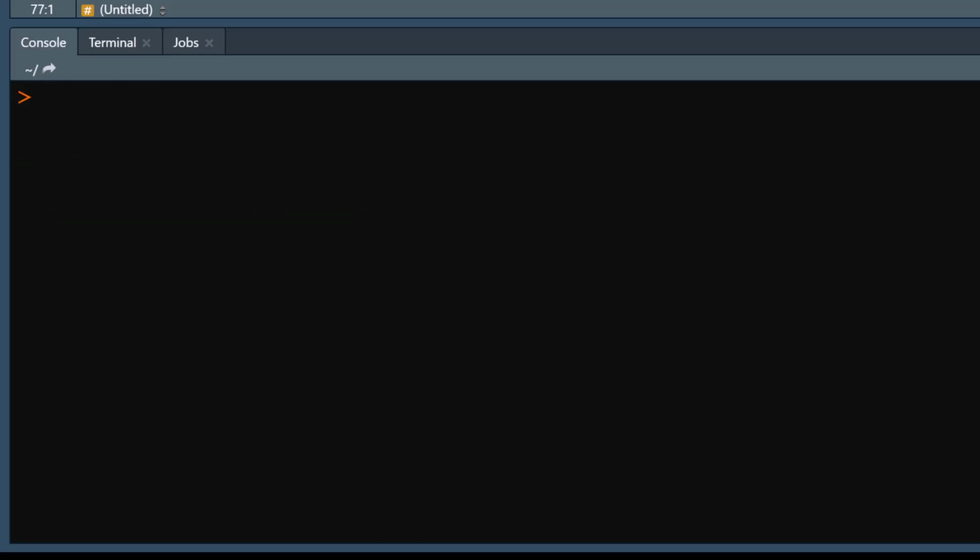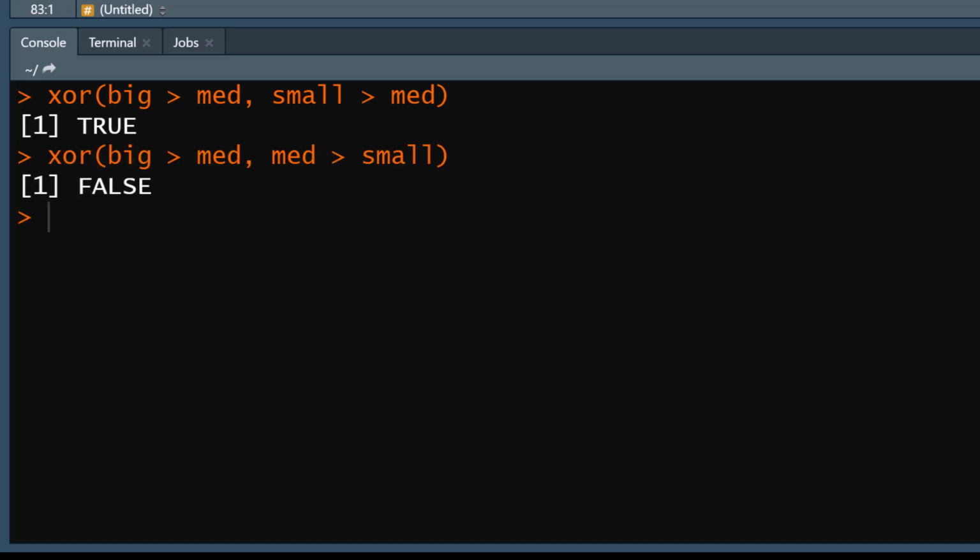There's also the XOR operator, spelled XOR. XOR returns true if either A or B are true, but not both. This will probably come up less often in your data analysis, but suppose we use the XOR operator on that last logical test, looking at whether or not big is greater than medium XOR small is greater than medium. Remember, the first logical test was true, the second was false. That means one is true, but not both of them, so we should get a true. Let's look at a case where both of the logical tests are true. In that case, XOR returns false.